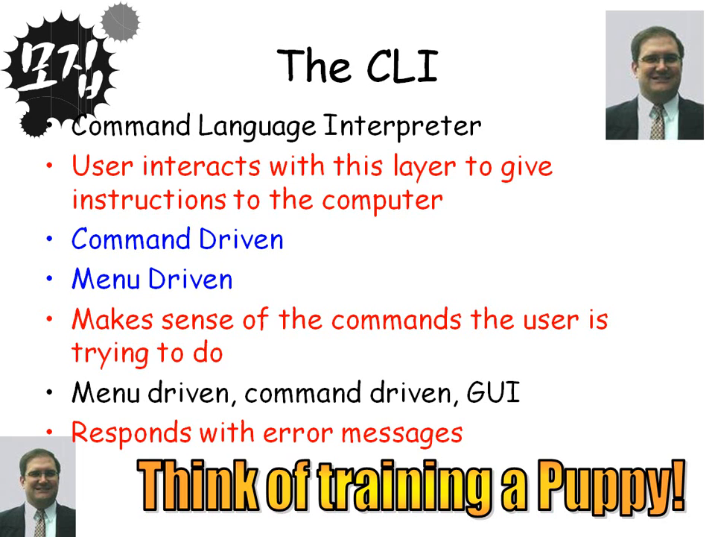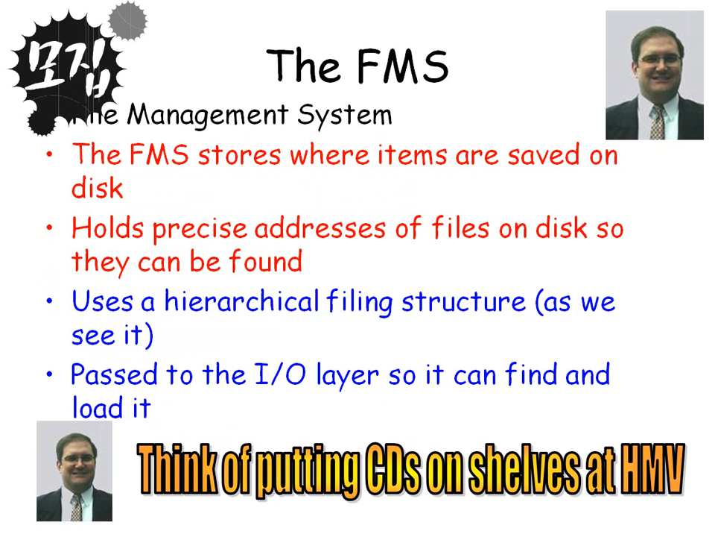So if, for instance, you wanted to open a file, then the CLI would interpret and understand and make sense of that instruction, where you maybe click file save or you double click on a file location, and it would then pass that information on to the next layer, which is the file management system.